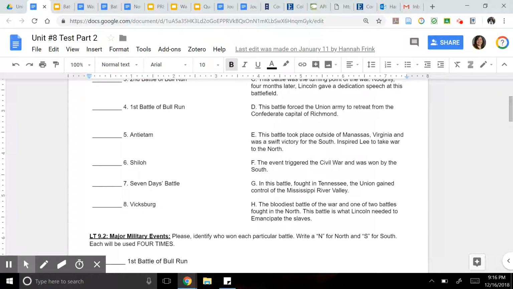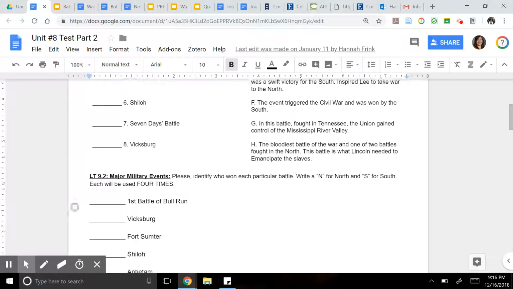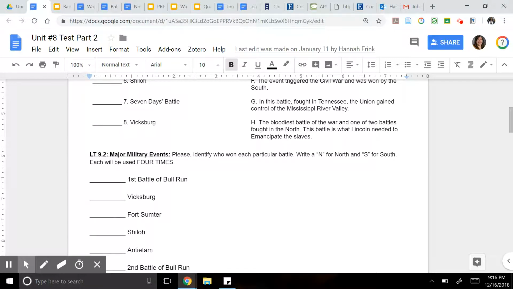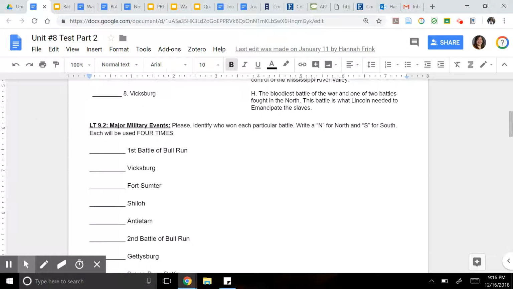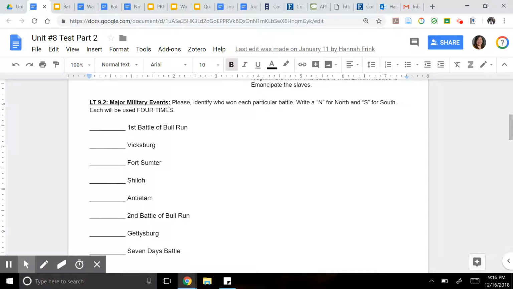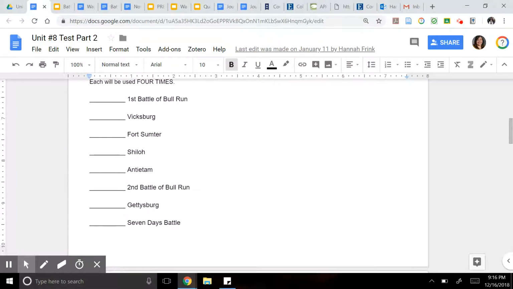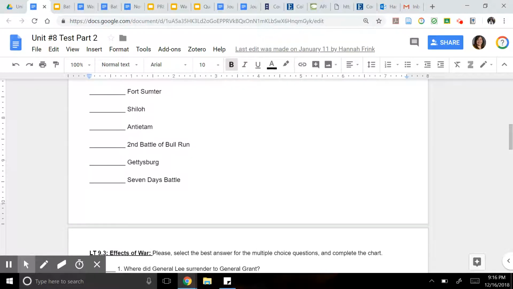So again, you don't need to know the date. I do ask you to identify, though, who won each particular battle. So you'll write an N for North and S for South. Each is used 4 times, so that should be fairly easy for you. It's always even. So again, you'll need to know who won the battles and why they are important.